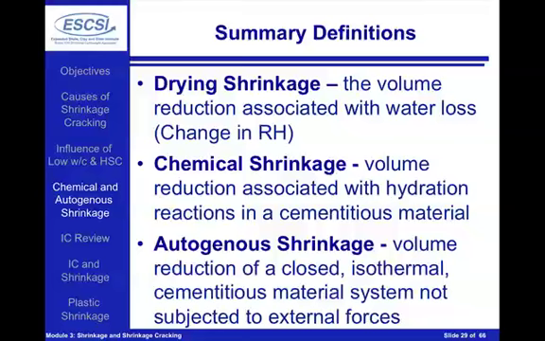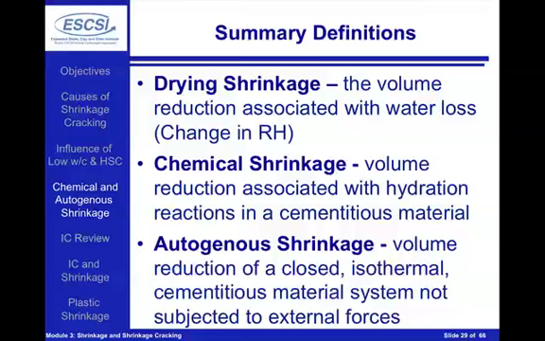So again, just to try to make sure that we're all on track with these definitions, drying shrinkage is the shrinkage specifically associated with the loss of water to the outside. This is going to result in pores of a specific size emptying out and a change in the relative humidity. Chemical shrinkage is the volume change associated with hydration reaction, and this is essentially the total volume change that's happening in the system.